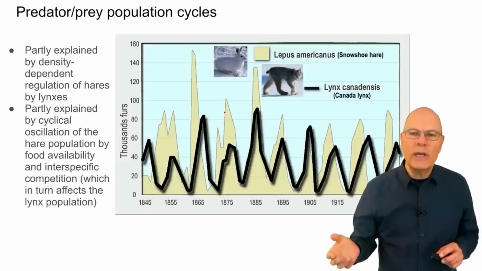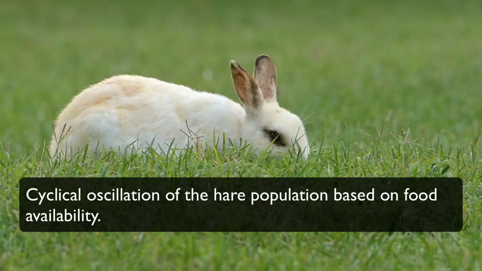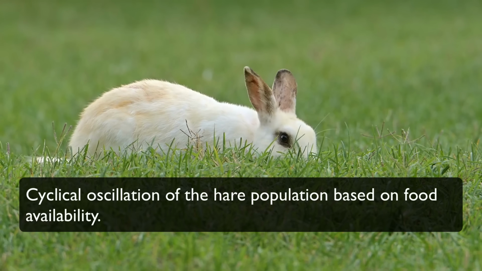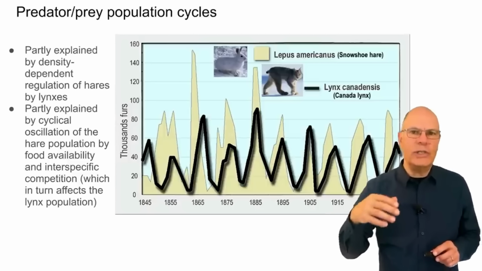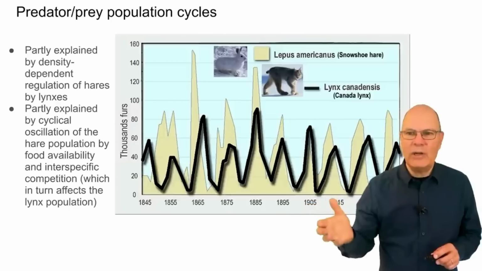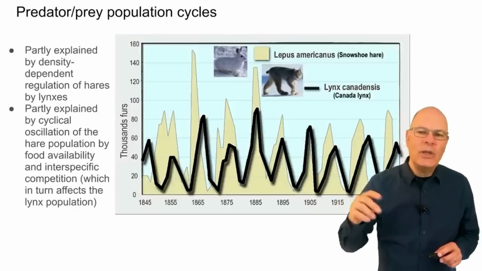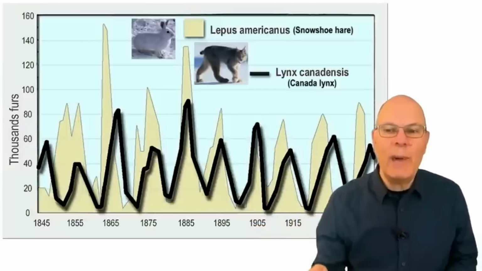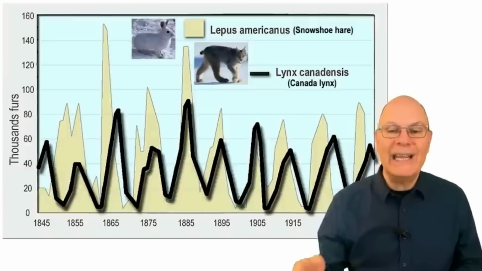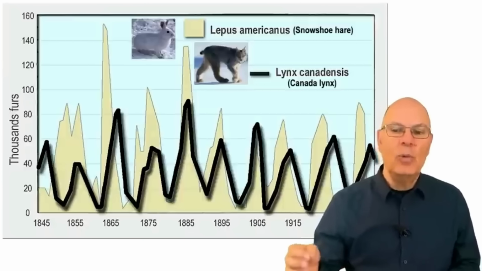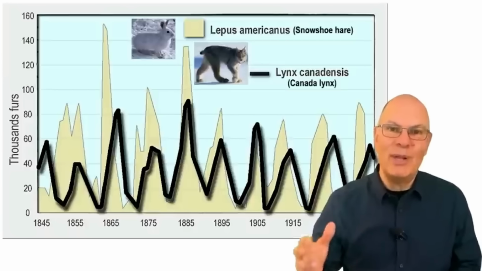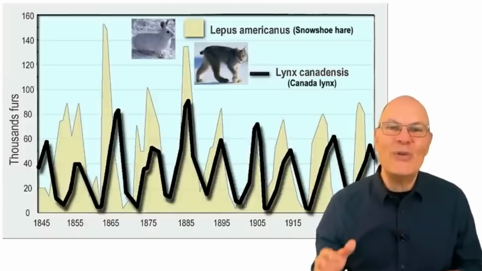What's also going on is that there's cyclical oscillation of the hare population by food availability. So they're herbivores, they're preying on plants that are available in this area, and they're competing with one another. So cyclical oscillation of the hare population by food availability and interspecific competition, which in turn affects the lynx population. Everything is complex. That's what makes biology so fantastic.